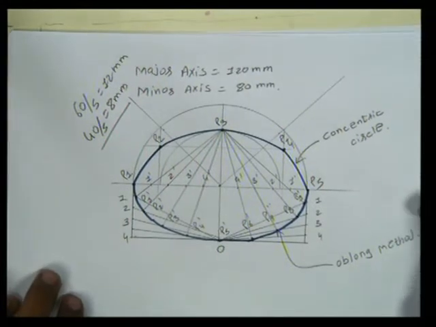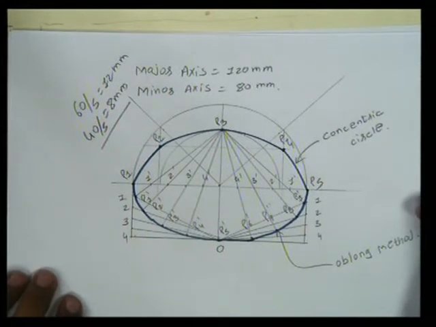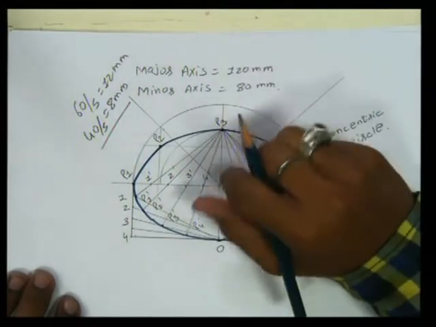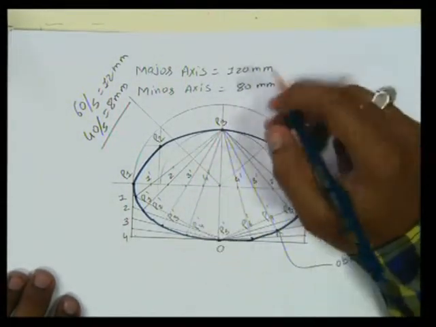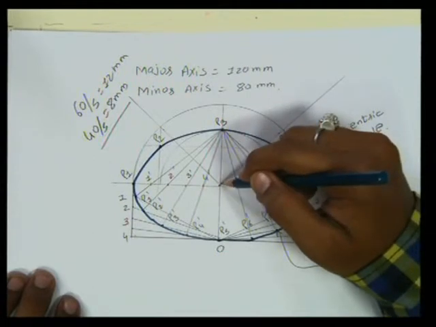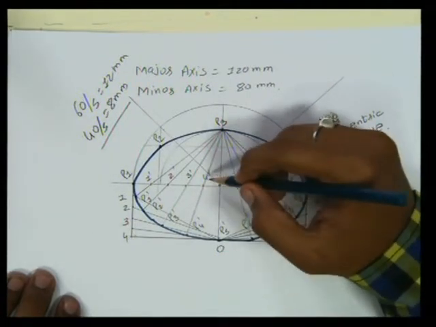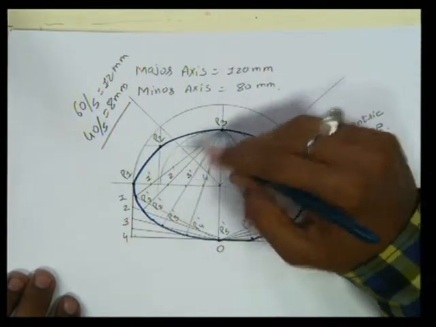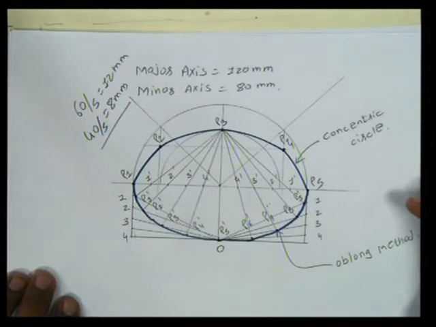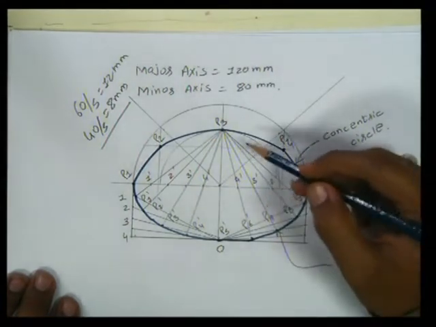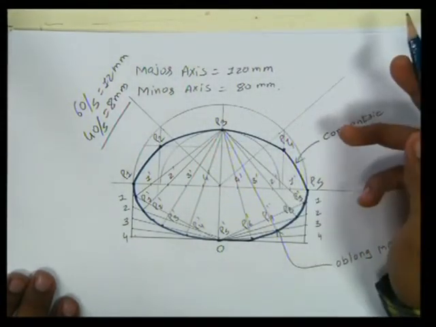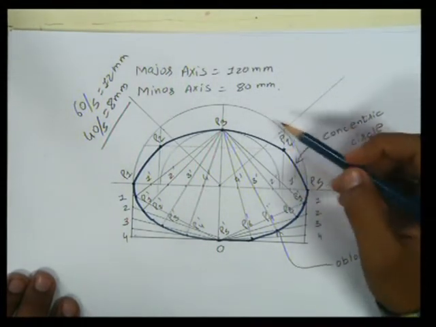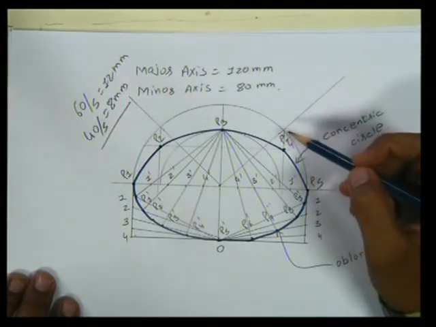With both the methods you can draw the ellipse, but in this we have been asked to draw half by concentric circle method, half by the oblong method. What we have done, first of all, marking a center point O, drawn a minor axis and major axis circle. In the full concentric circle we divide the circle into 8 equal parts. Over here we have divided this circle into 4 equal parts, that means 45 degrees each.